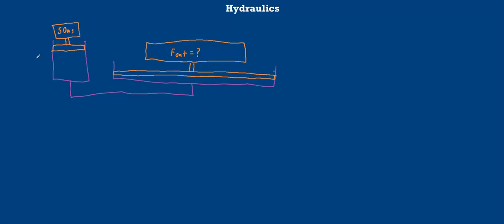And let's say that the piston on the left drops 5 inches as it goes down through our cylinder. And let's say we don't know how high our piston on the right will raise. We'll just call that our distance output.